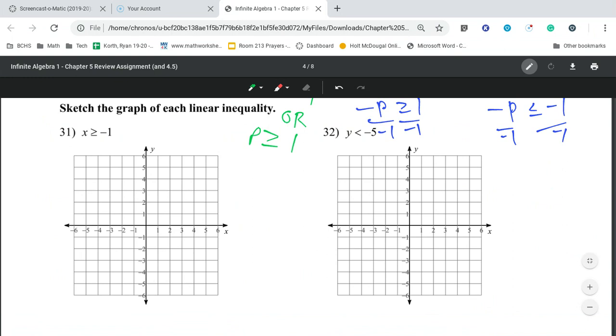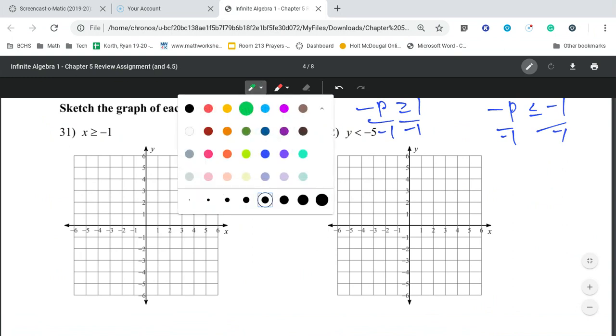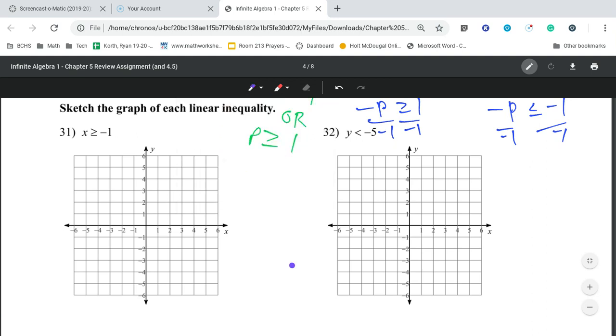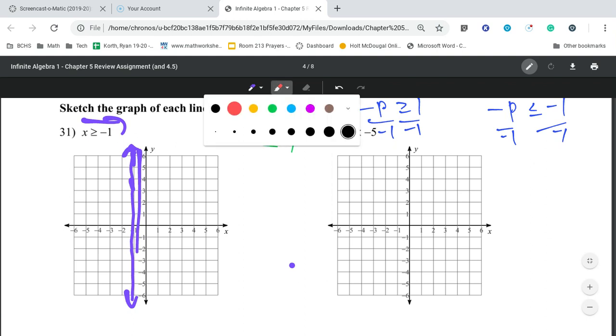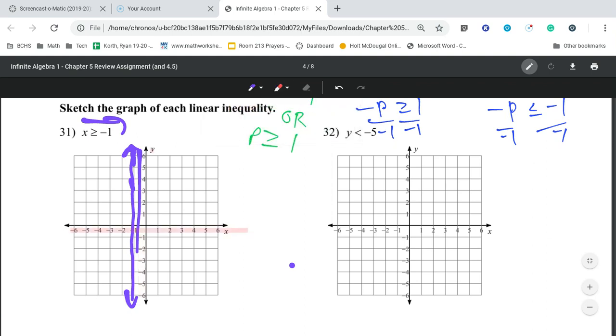Okay, x lines are vertical lines. It's at -1. Oh, it's a solid line because we've got the equal to bar. And it points in the direction that you're going to shade. So we're going to shade over here. All right, cool.